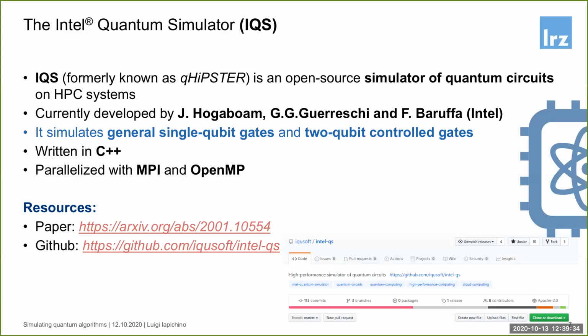So let's talk about the Intel Quantum Simulator, IQS. This is an open source simulator of quantum circuits designed for running on HPC systems. It is currently developed by Justin Ogbon, Gian Giacomo Guerreschi, and Fabio Baruffa at Intel, and it can simulate single-qubit gates and 2-qubit control gates. So the gates are basically the operations which are done on the system, very roughly. It is written in C++. It has a hybrid parallelization, MPI plus OpenMP. There is a GitHub repository for this, and a paper that you can have a look at where everything is described.